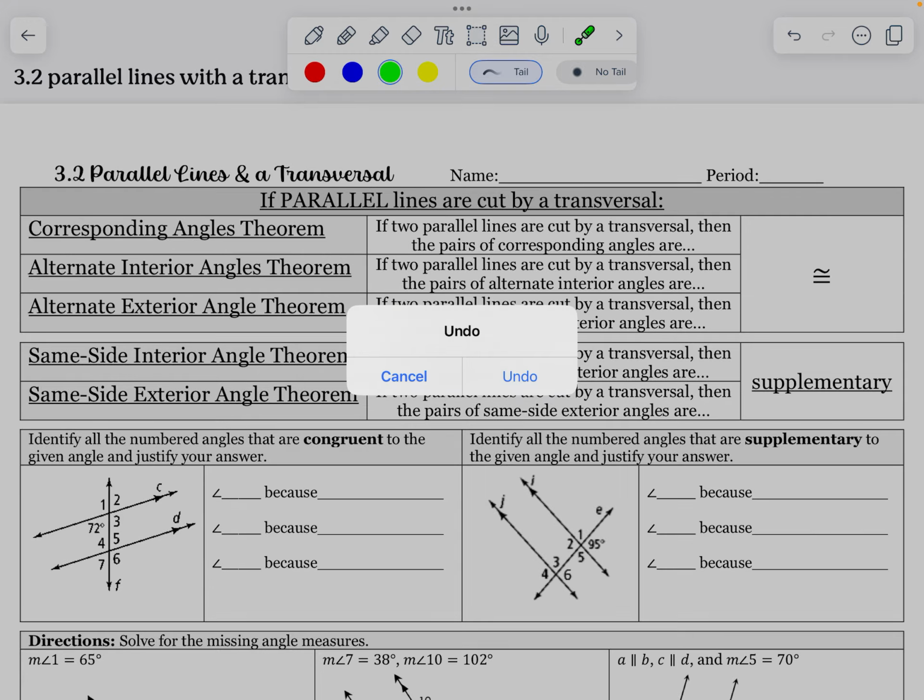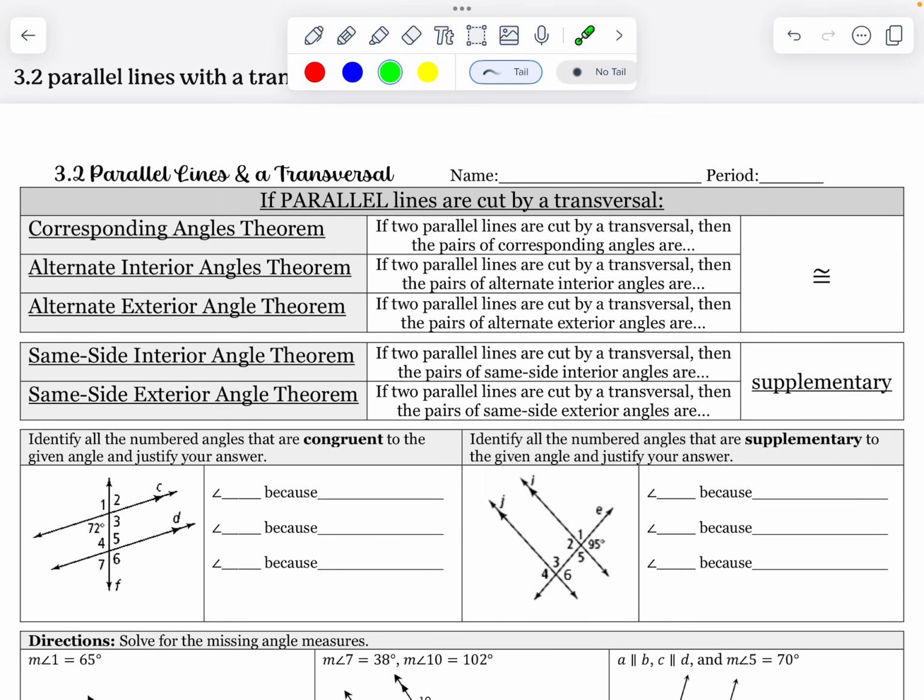Okay, yesterday we talked about any lines with a transversal, so like they could be crooked, right? So like if I have these two lines and then a transversal, we talked about those. Now this is a step further. They're going to be parallel lines.